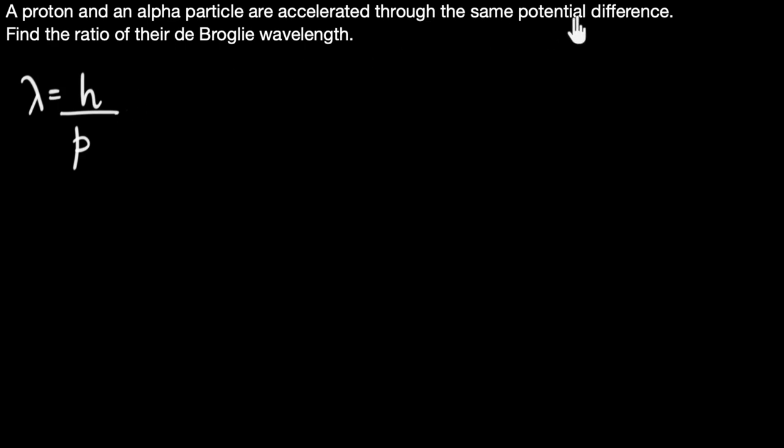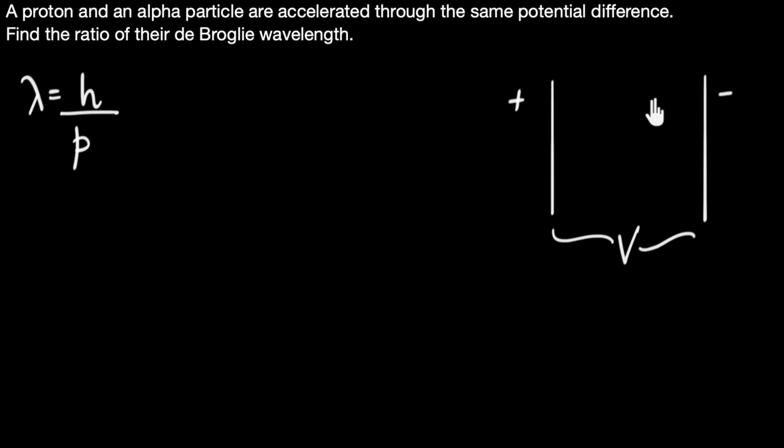And I'm wondering, how do I bring potential difference into the picture here? I mean, what has potential difference got to do with momentum? Well, let's think about this. They're accelerated through the same potential difference, meaning there is probably an electric field, and they're accelerated. So let's try and make sense of it. Let's assume that there are two plates over here. This is the positive plate, this is the negative plate. We are given that the potential difference between the two plates is V. So probably there's an electric field like this over here.